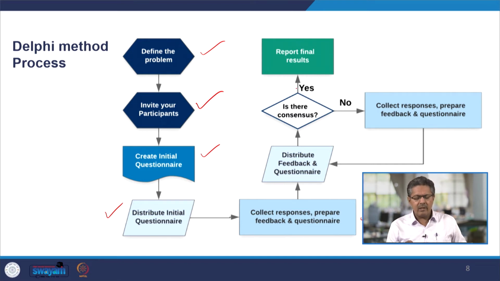If there is a consensus, if they are all speaking in the same language, then you can prepare the final results. But if not, then collect the responses, prepare feedback, a new summary report, and redesign the questionnaire, again send it back to the respondents, and this process goes on till we feel that now no more benefits can be drawn out of the study, right.